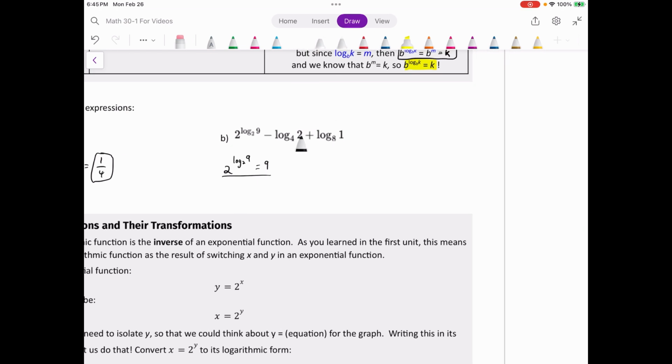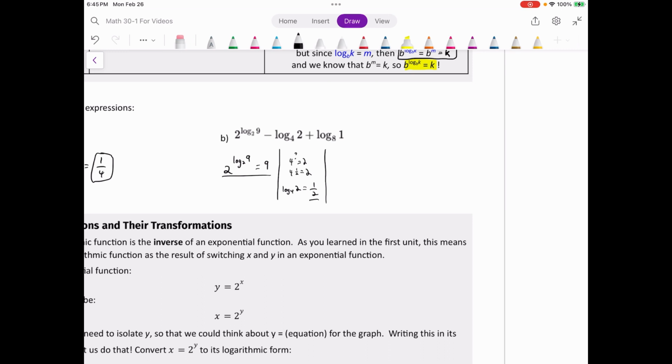Log base 4 of 2. So 4 to the power of what would equal 2? Well, 2 is just the square root of 4, right? So 4 to what power would equal 2? 4 to the power of 1/2 would equal 2, right? That's the square root of 4. So log base 4 of 2 really just equals 1/2, right? Double check your work. 4 to the power of 1/2 equals 2. Yeah, it works.